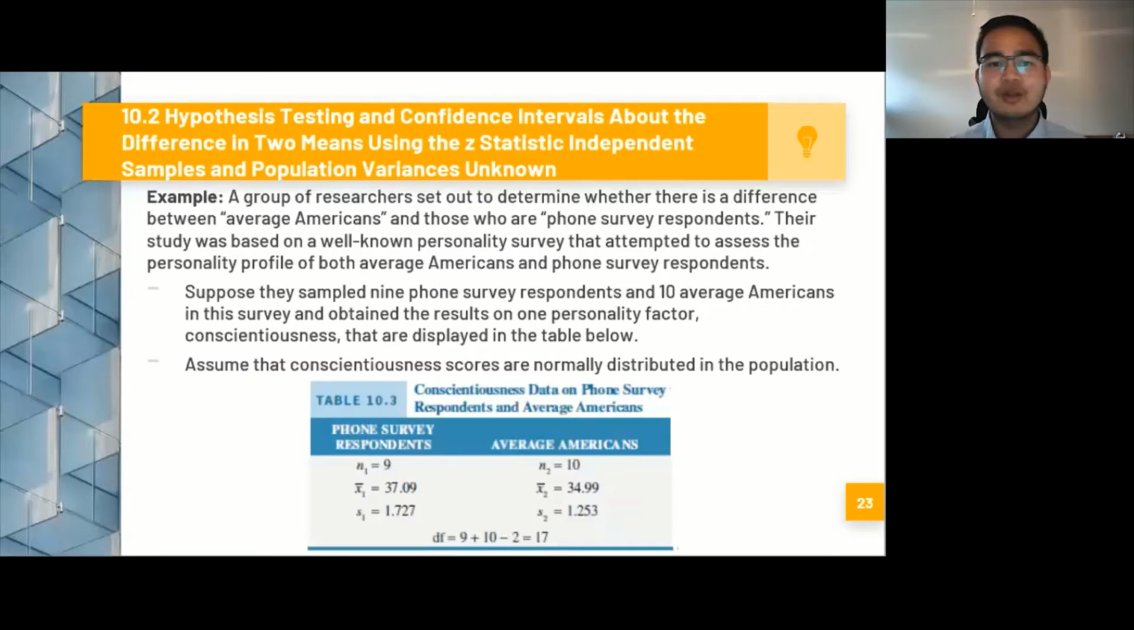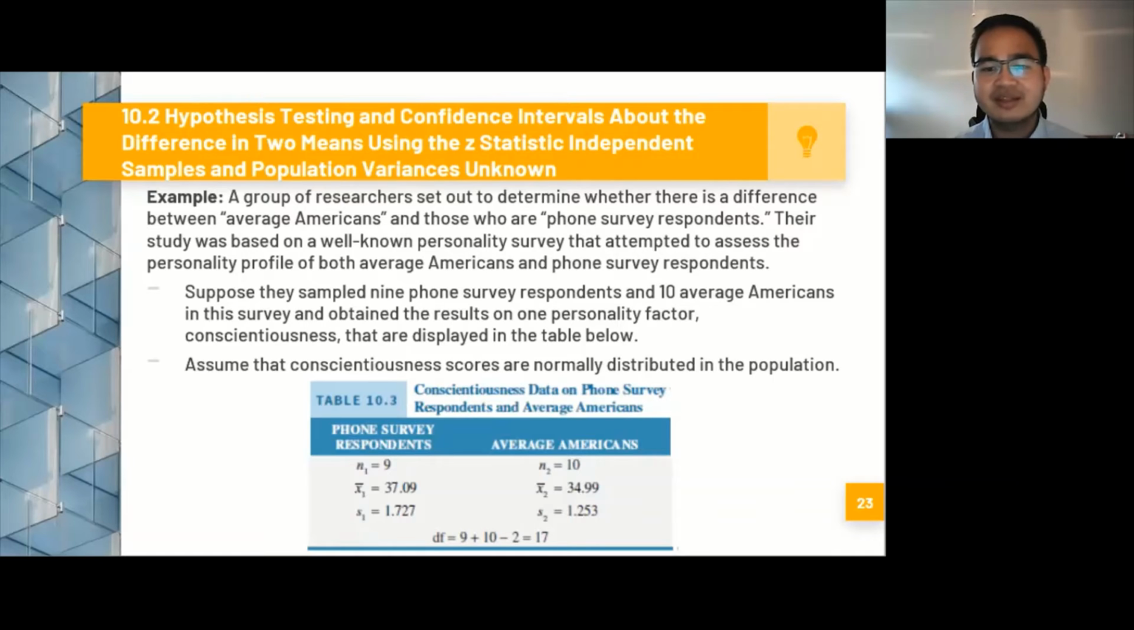Let's take an example. A group of researchers set out to determine whether there's a difference between average Americans and those who are phone survey respondents. Their study was based on a well-known personality survey that attempted to assess the personality profile of both average Americans and phone survey respondents. Table 10.3 already showed us the result. The sample sizes are 9 and 10, the means are 37 and 34, and the standard deviations are 1.7 and 1.2.